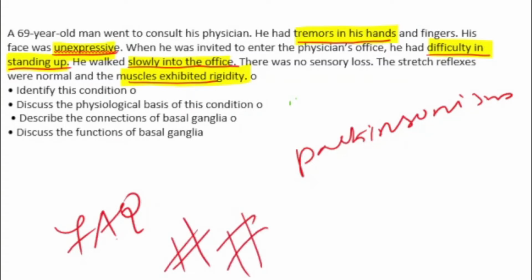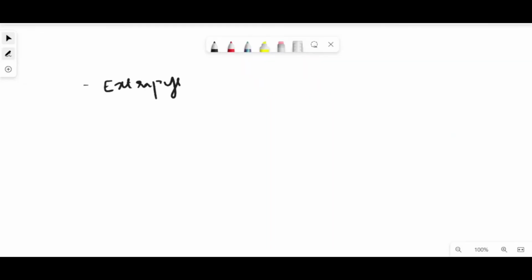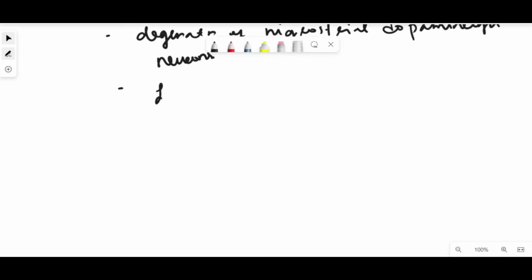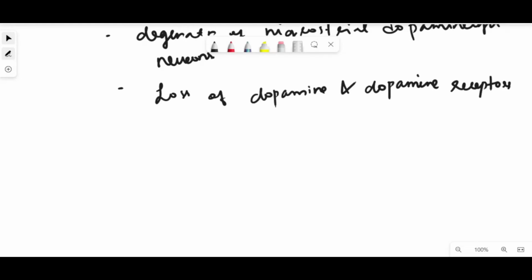First of all, Parkinsonism is an extrapyramidal motor disorder. So it is a motor disorder and it is also extrapyramidal. Here there is degeneration of the nigrostriatal dopaminergic neurons in the basal ganglia. So the pathology lies in the basal ganglia, and as a result of this, there is loss of dopamine and dopamine receptors.